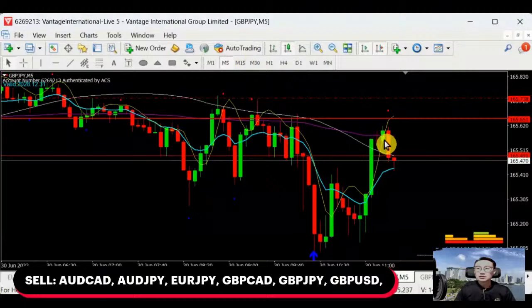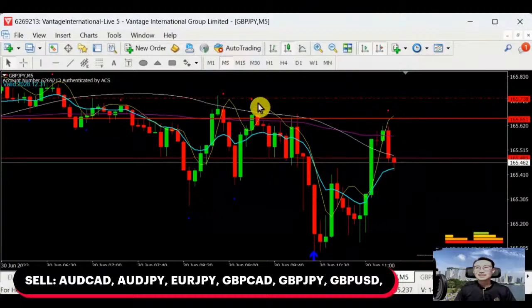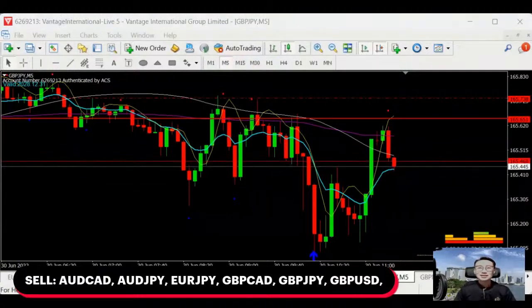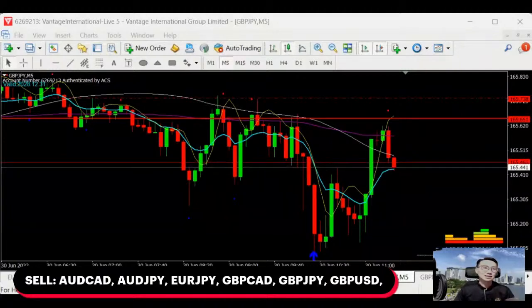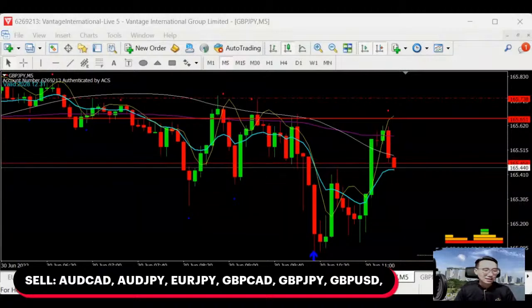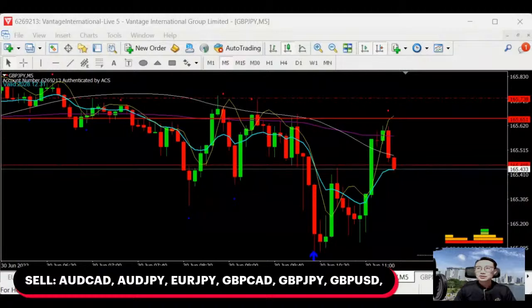You cannot just short blindly for another 50 pips. I know it was easy to short earlier on with the 50 pips, but this round it may not be the same. It's something that we, as retail traders, have to pay attention to in a situation like this.